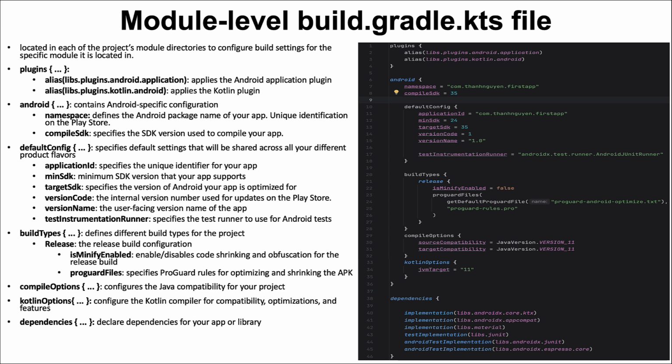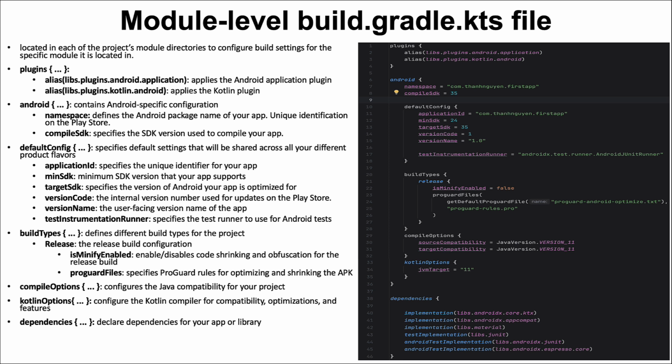The version code defines the current application version as an integer that increases with each version iteration you release. It's the internal version number used for updates on the Play Store. Next, the version name specifies a public version identifier that will be displayed to users. It's the user-facing version name of the app. Next, the test instrumentation runner specifies a test runner to use for Android tests. By default, the Android support library Android JUnit Runner Instrumentation will be included, allowing you to run JUnit 3 and JUnit 4 tests against your application.